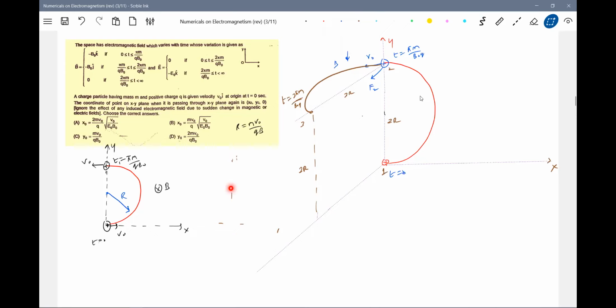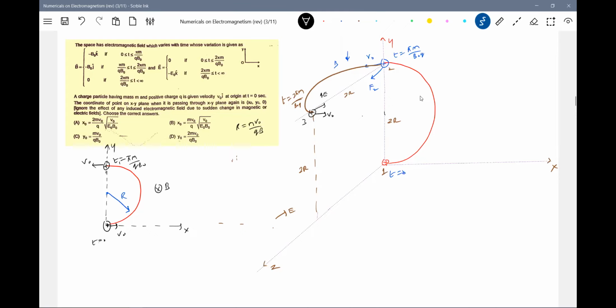After this, now who will come into the picture? The electrostatic field will come into the picture, minus E naught k cap. Here the electrostatic field will be in this direction. What will it do now? The velocity of the particle is somewhere parallel to z-axis, and the electrostatic field E bar, the force QE will act in this direction.